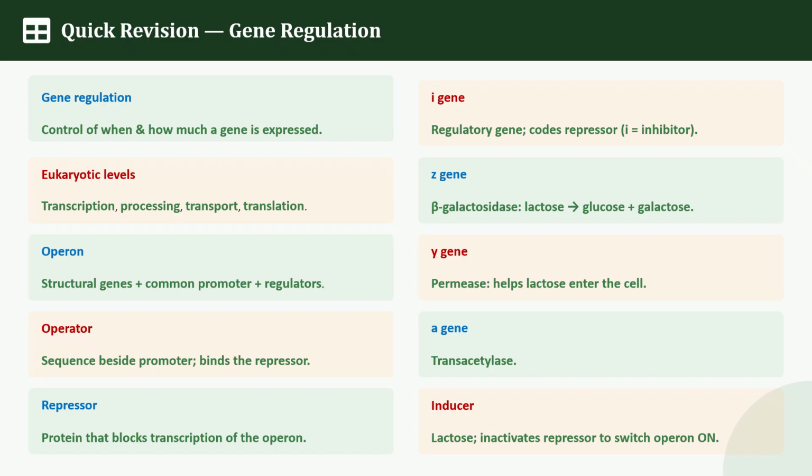And what is an inducer? It can be lactose or its isomer, allolactose, which inactivates the repressor and allows the transcription process. So we have come to the conclusion part.